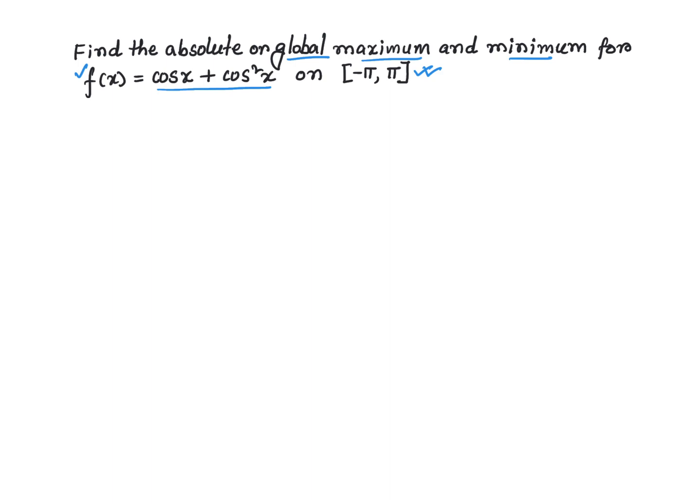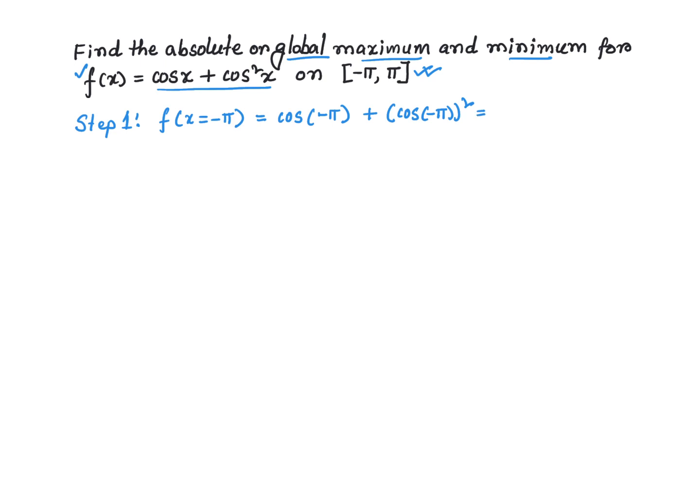Now, to find these global extreme values, we follow two very standard steps. Step number one, we evaluate the function at the boundary points. So here the boundary points are negative pi and positive pi. So we are going to find f of x at x equal to negative pi, right? So that is going to be cosine of negative pi plus cosine of negative pi whole square.